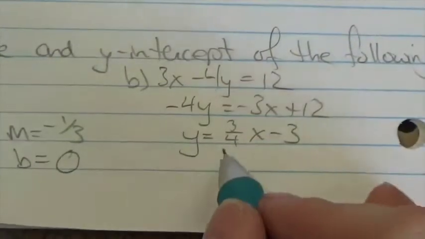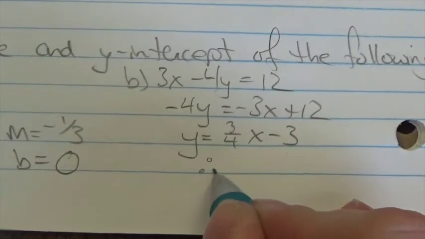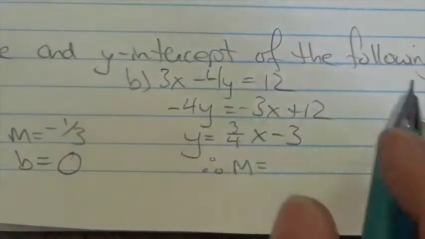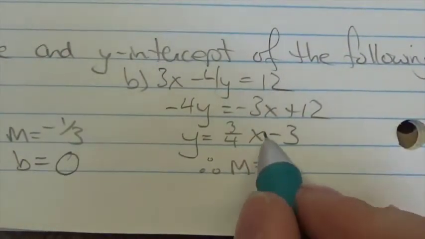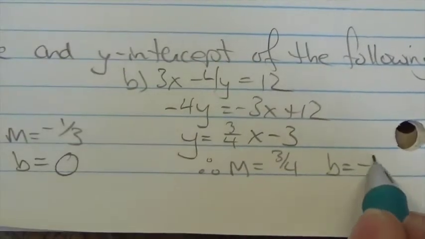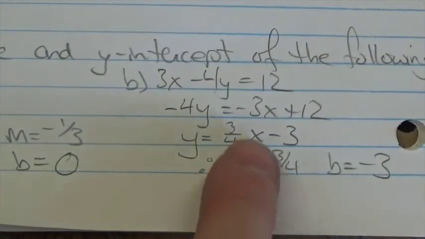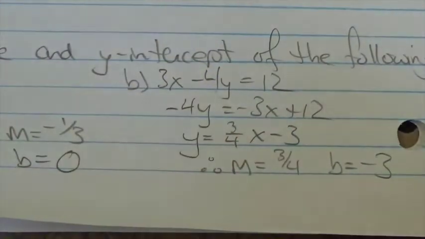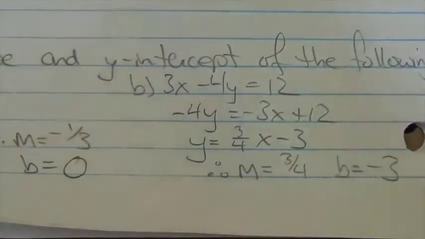Now, taking a look at that, I know that my slope is the coefficient of that independent variable there, so it's going to be 3/4, and our y-intercept is negative 3. Again, if I make x equal to 0, you're left with negative 3. Good. So it should be easy enough to do once you isolate the y.